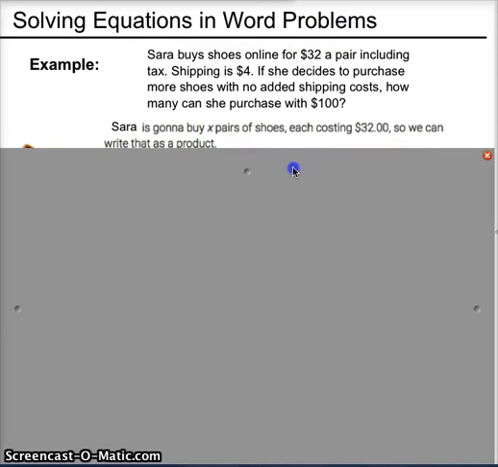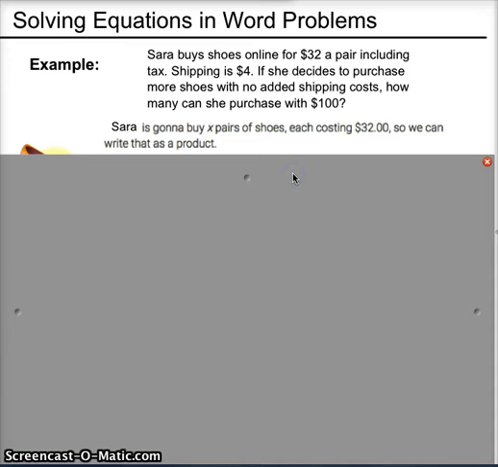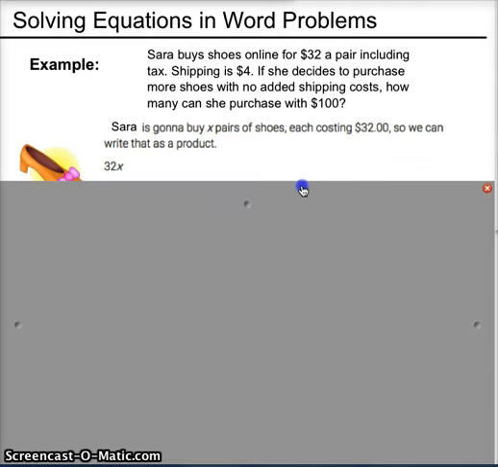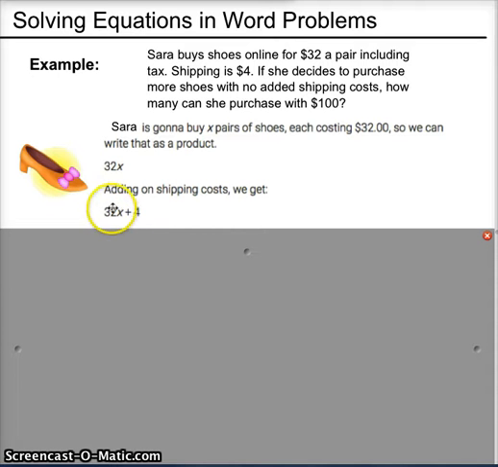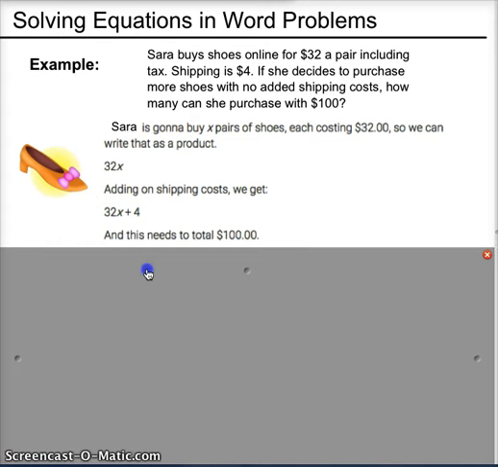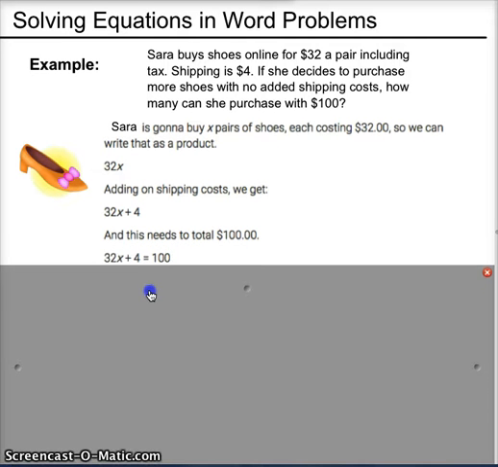And the first thing I can say is Sarah is going to buy x pairs of shoes, and each pair is $32, so we can write that as a product. $32 per pair of shoes, so I can write 32x. Then we also have to include the $4 shipping that she has to pay, so 32 times the number of shoes plus the $4 she'll have to pay, and this needs to total $100 because that's all the money she has. So as an equation, 32x plus 4 equals 100.